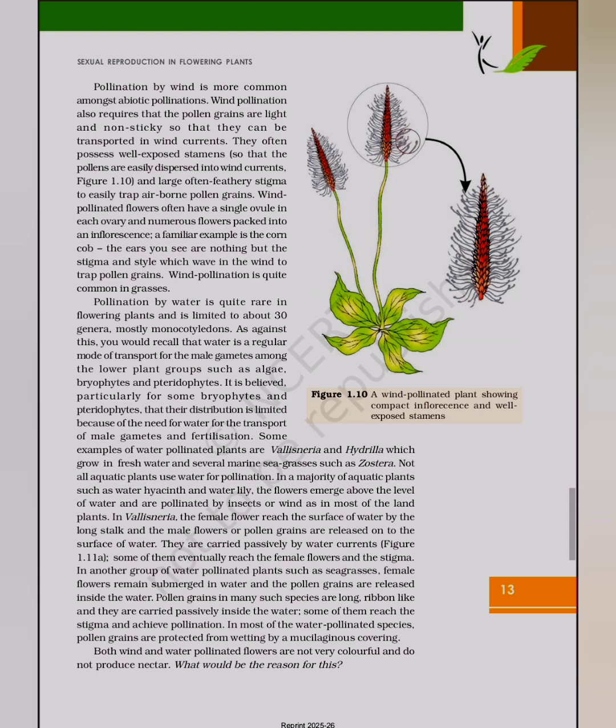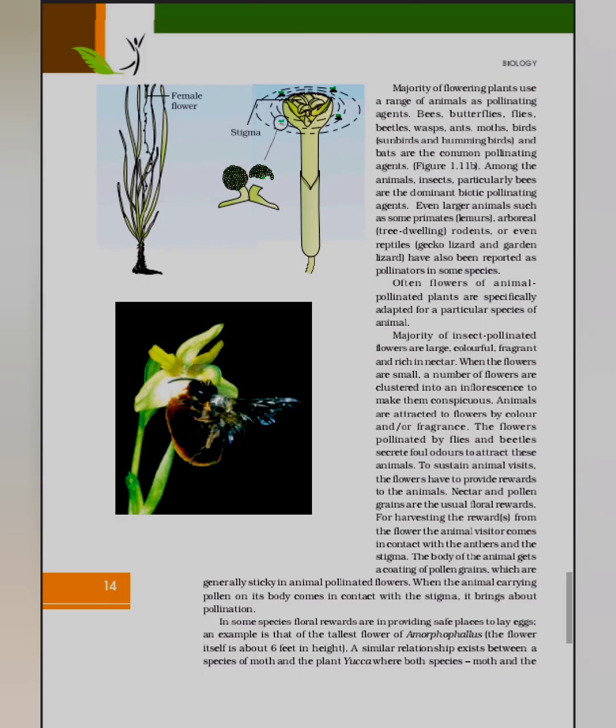In another group of water-pollinated plants such as sea grasses, female flowers remain submerged in water and the pollen grains are released inside the water. Pollen grains in many such species are long, ribbon-like, and they are carried passively inside the water. Some of them reach the stigma and achieve pollination. In most of the water-pollinated species, pollen grains are protected from wetting by a mucilaginous covering. Both wind- and water-pollinated flowers are not very colorful and do not produce nectar. What would be the reason for this?